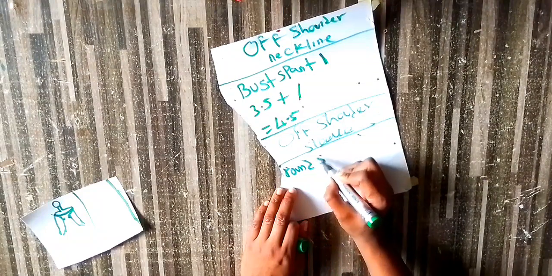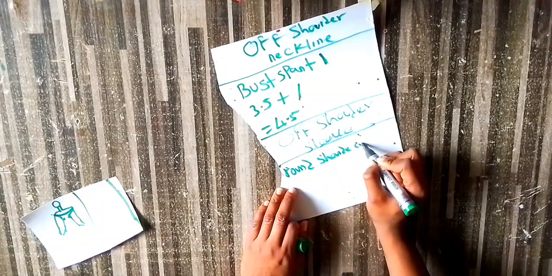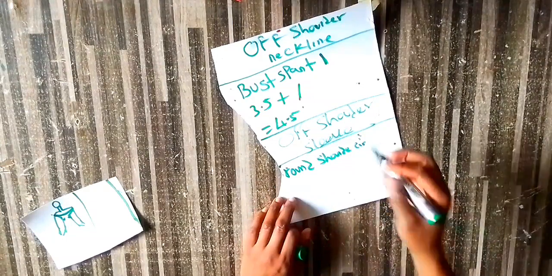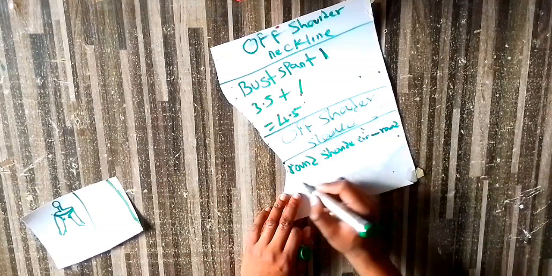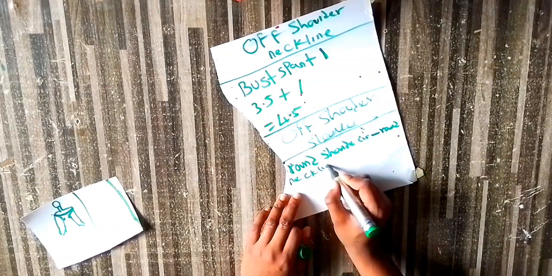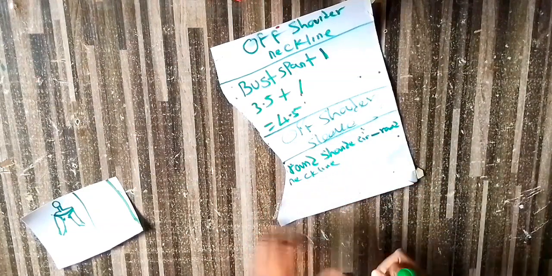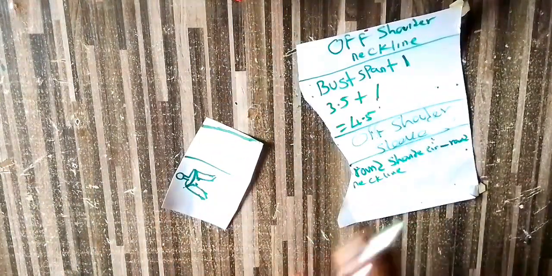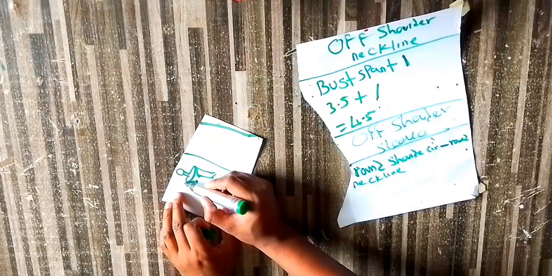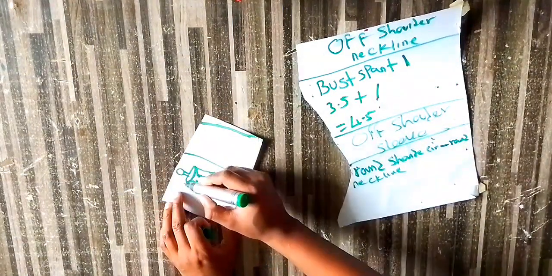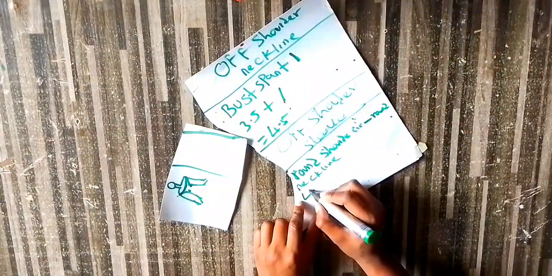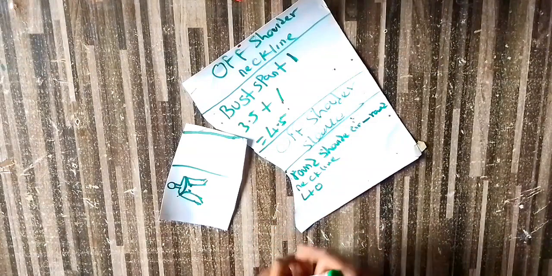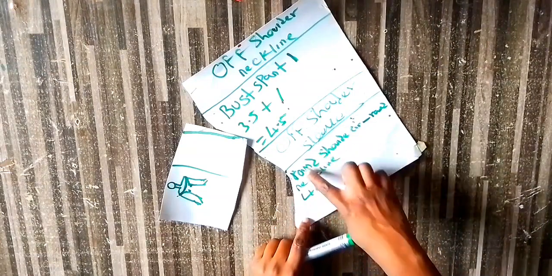So to get your off shoulder sleeve, you take your round shoulder circumference minus your round neckline. So this is your round neckline minus your round shoulder. You take the measurement from the person's round shoulder from the back to the front. That is round shoulder. So let's say in this case the round shoulder is 40 inches.